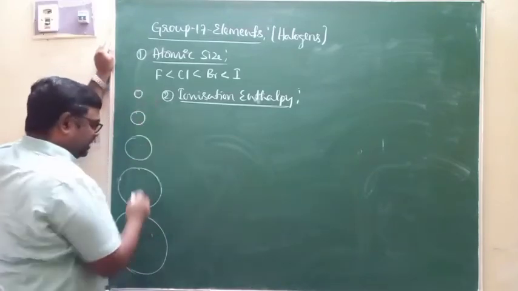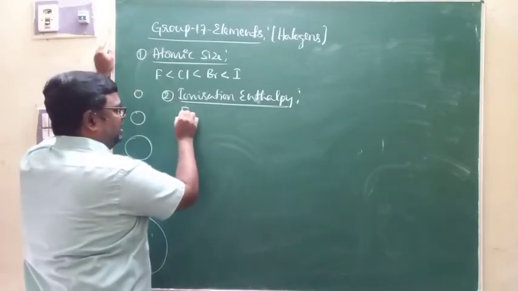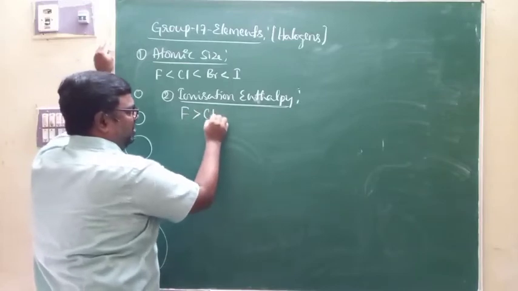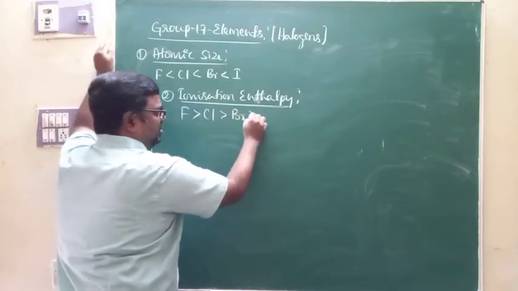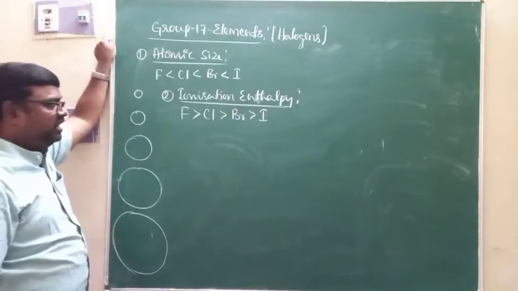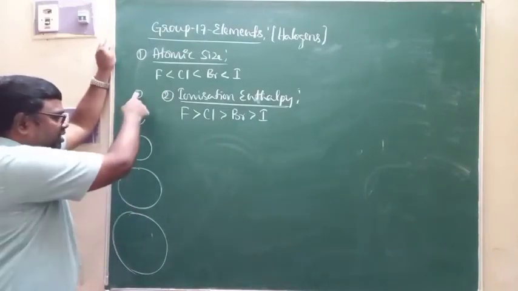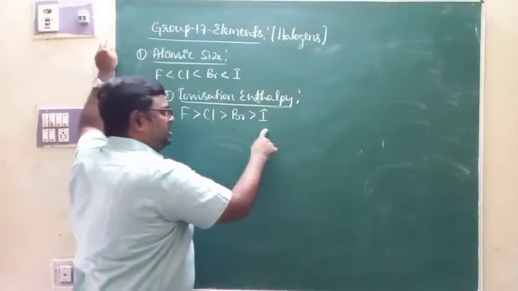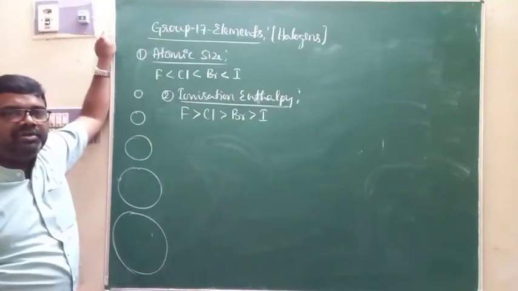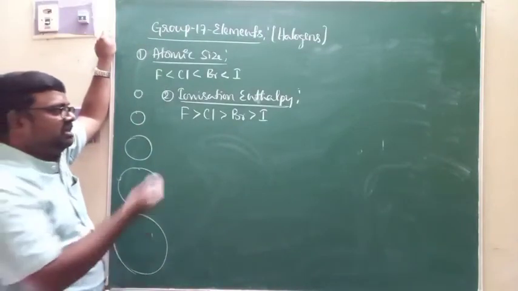Therefore, ionization enthalpy decreases. That is, ionization enthalpy of fluorine is greater than chlorine, chlorine is greater than bromine, bromine is greater than iodine. What happens when we come from top to bottom, from fluorine to iodine? Ionization enthalpy decreases due to, yes, increase in atomic size. That is known to you.